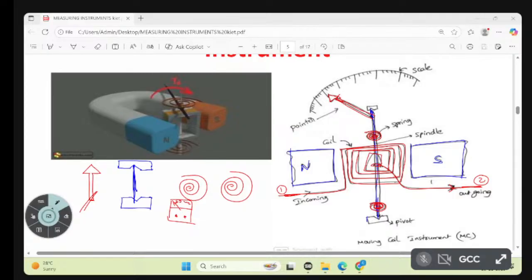So not only here, the deflecting torque is obtained by using main value, main current or main parameter. Deflecting torque can be obtained by using main parameter or main value. So here I am connecting in the circuit. First terminal is there, second terminal is there.